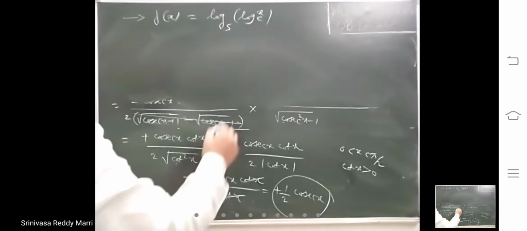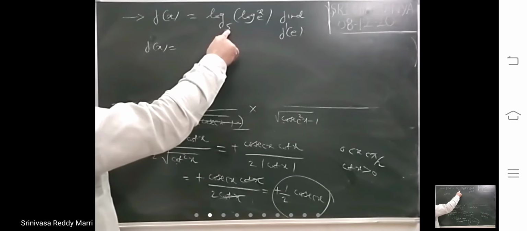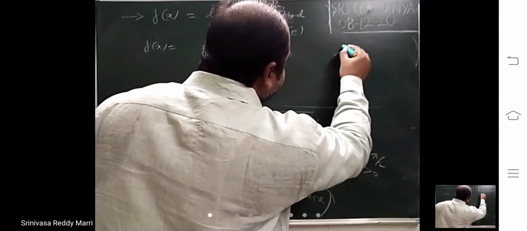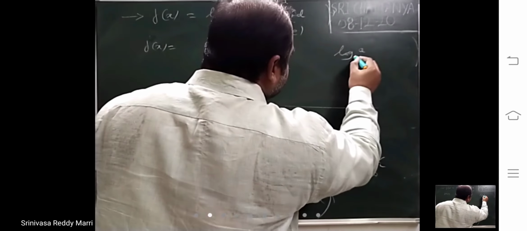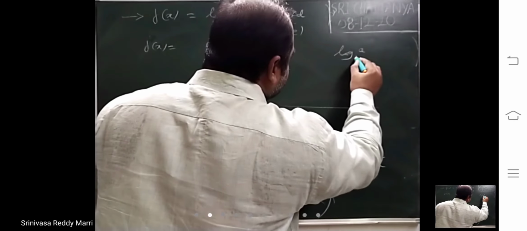Find f dash e. f dash e means it is nothing but the derivative at x equal to e. After finding the derivative, you have to substitute x equal to e. First, the derivative of log x to the base e is 1 by x, but here the base is 5. So whenever some other base is there, you write log a to the base e divided by log b.